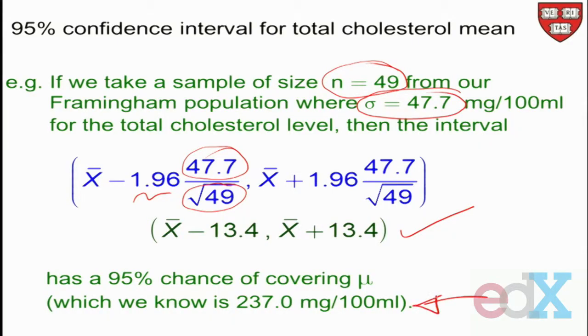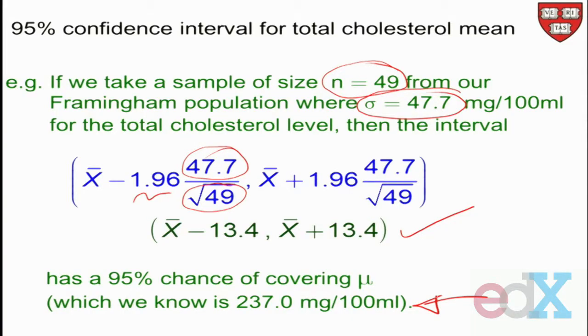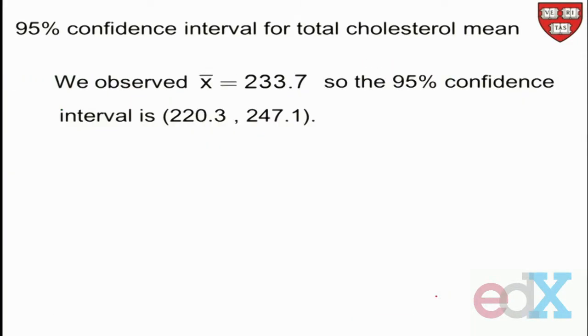In our example, we know what the true mean is. So we can check to see if indeed it worked or not, because we're just doing this exercise. We're acting as if that's our population. So let's see what happens here. We actually observed a sample mean of 233.7. So our 95% confidence interval is 220.3 to 247.1. And in this case, we know it covered it.